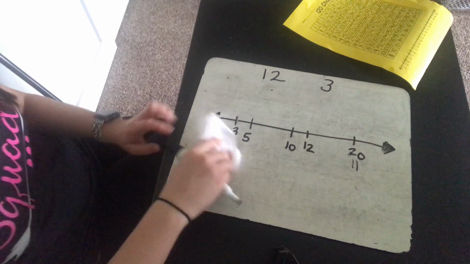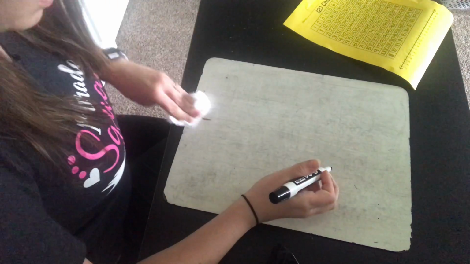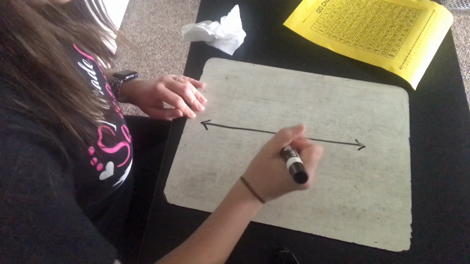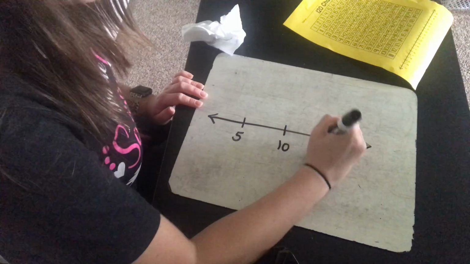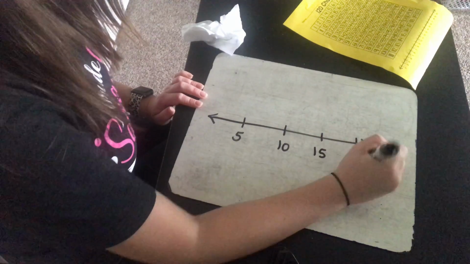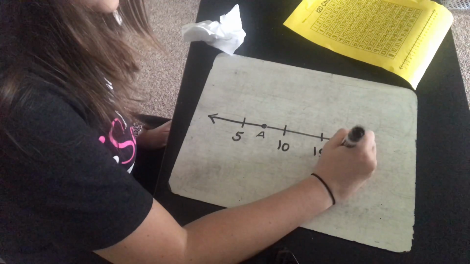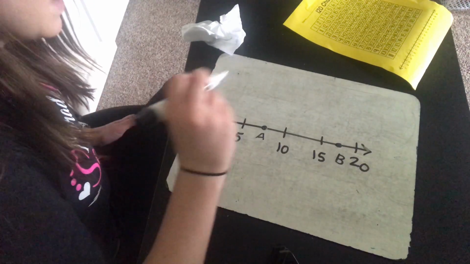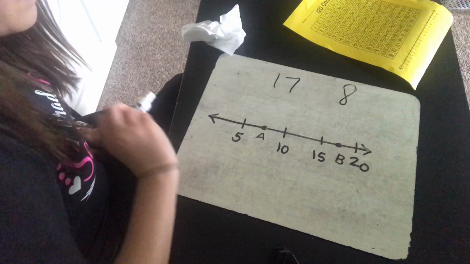Okay, let's practice now an open number line where we have some choices of where numbers can go. So, that was a very crooked line. Let's see if I can make it a little straighter. Okay, if I have on my number line 5, 10, 15, and 20, and then I have point A and point B here. We're going to figure out what numbers would go at A and B. So maybe you have the numbers 17 and 8 given to you.